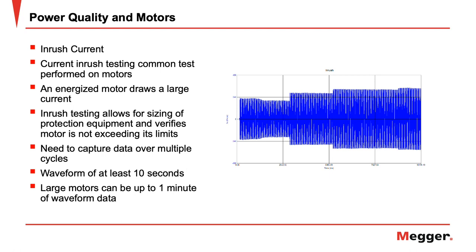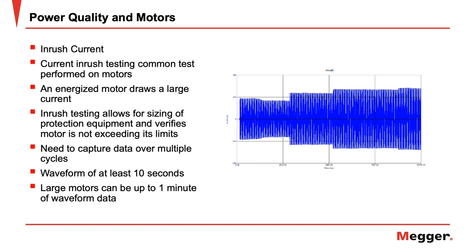Current inrush testing is another common test that is performed on motors. When a motor is energized, a large inrush current will be seen until the motor gets up to speed. Inrush testing allows for proper sizing of protection equipment, and it also verifies the motor is not exceeding its limits. Now, in order to adequately view inrush data, you need to be able to view the data over multiple cycles until the inrush is stable.